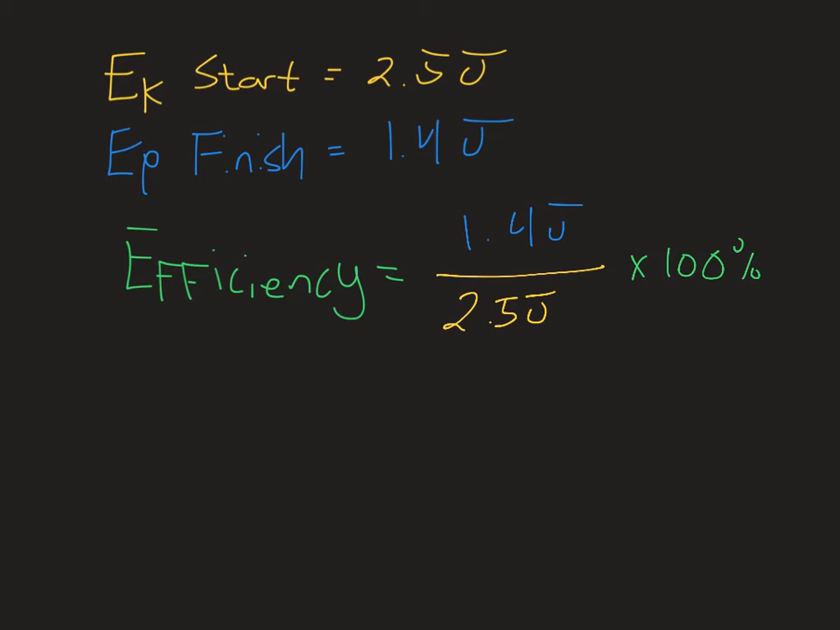And when I put that in my calculator, what I get as an answer is 0.56, which when I multiply by 100% gives me a total efficiency of 56%. In other words, this ramp takes 56% of the energy it started with and turns it into height. The other 44% of energy was used to overcome friction.